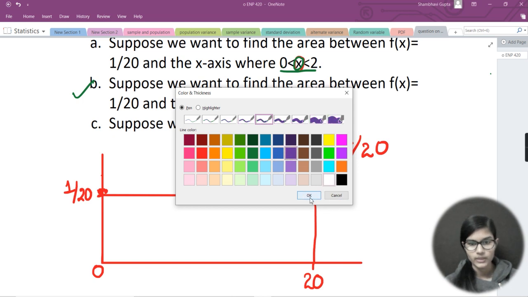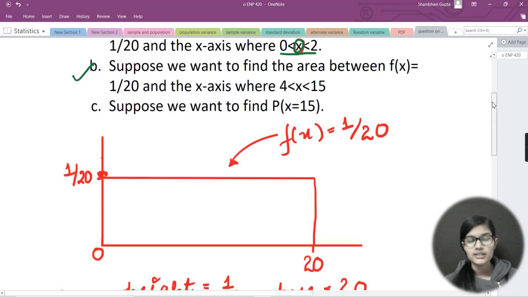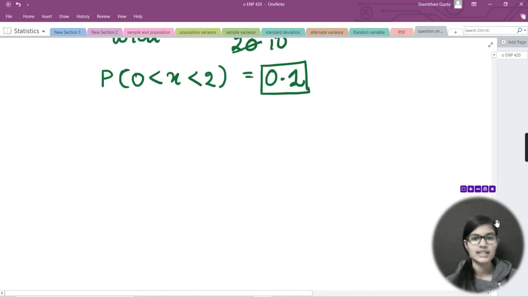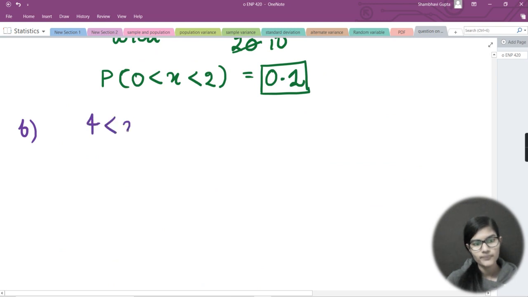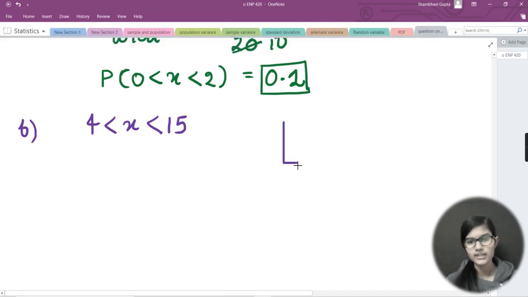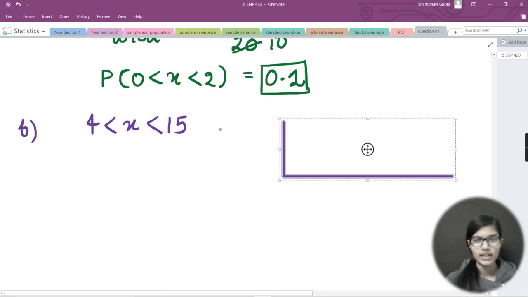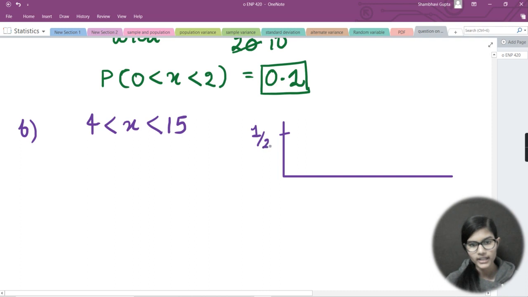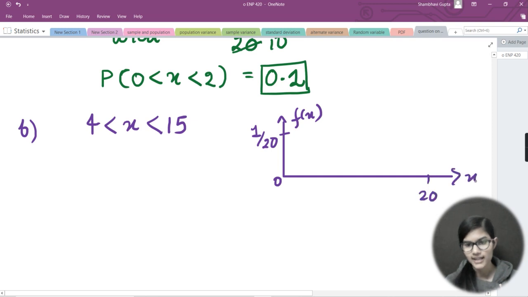Let's take a different color and start writing the same thing. Okay, now let me take this purple one. Now what is the condition? 4 less than x less than 15. So now let's move to the B part, and here what I have is 4. X should be greater than 4 and less than 15. So for that also I'm going to make another separate graph, right? So here is my graph, and simply what I need to do is name the point. So it is 1 by 20, and this is my f(x). After that I need to go from 0 till 20, right? And this is my x-axis. Now I want to find between 4.